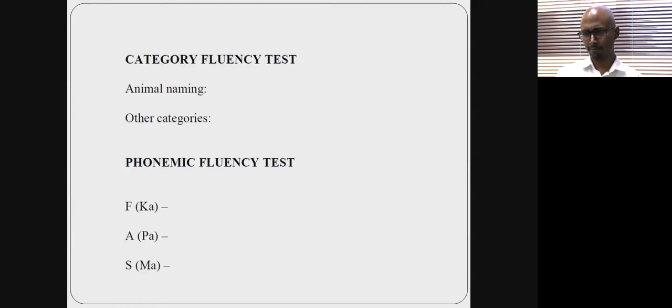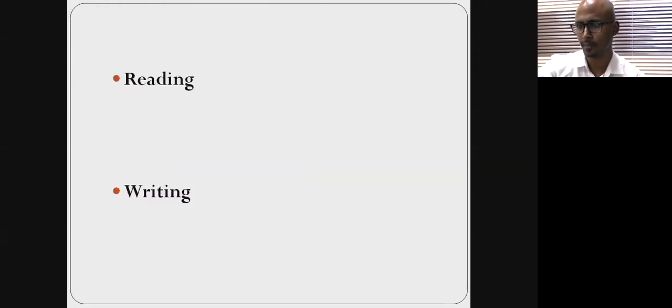In the phonemic fluency test, you ask the person to say, in English, FAS, or in the Indian languages, we ask them to say Ka, Pa, Ma, and count the number of words that they're able to say. This also is a test of fluency. Unless the person is very educated, a lot of our patients find this test a little difficult to do.